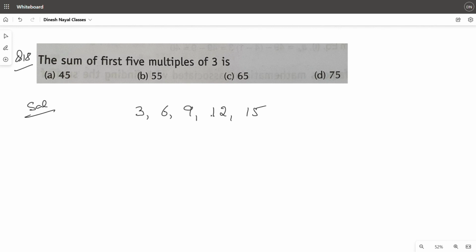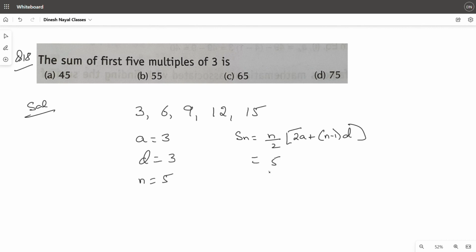So actually this forms an arithmetic series in which the first term is 3 and the common difference is also 3. And the number of terms n is 5, because first 5 multiples. Applying the formula for the sum, which is Sn is n by 2, 2a plus n minus 1 into d. And now substituting the values. So n is 5 by 2, 2 into 3, that is 6, plus n is 5, 5 minus 1, and common difference is 3.